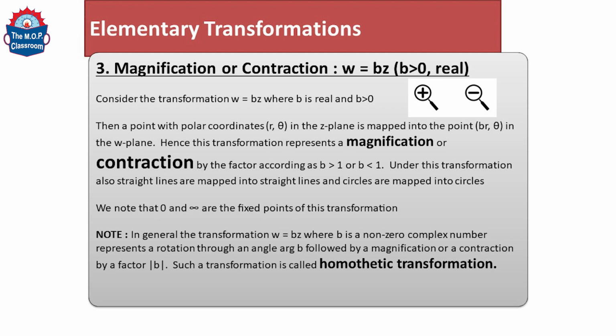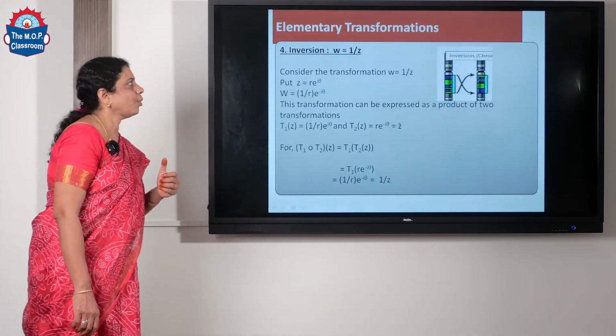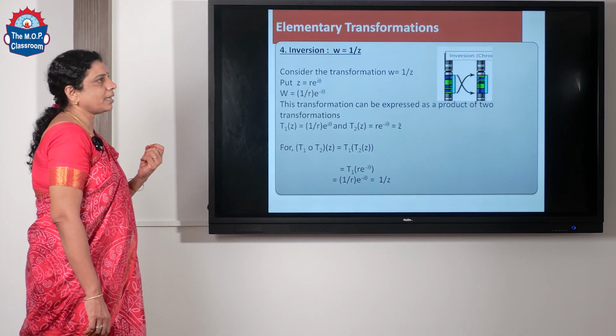Here also we take the polar coordinates r comma theta in the z plane. So, what happened in the w plane? The point becomes b r comma theta in the w plane. This transformation can be a magnification or a contraction, depending on b. If b is greater than 1, then we get a magnification, and if b is less than 1 it becomes a contraction. Here also the straight lines are mapped into straight lines and circles are mapped into circles. In general, the rotation by the angle argument of b followed by the magnification together, we call this transformation the homothetic transformation.